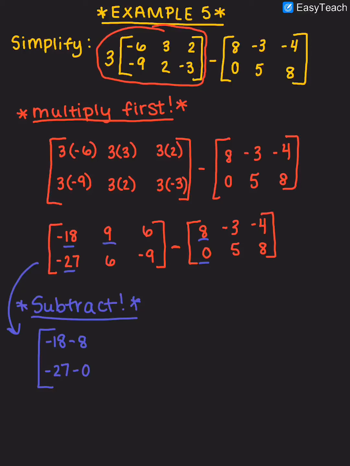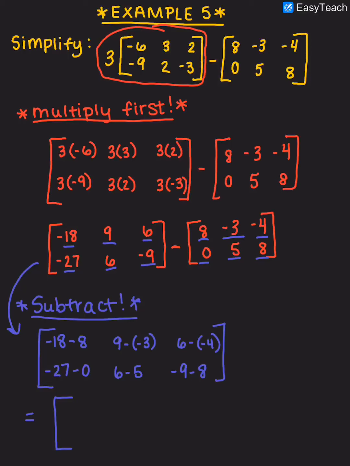So now I'm going to do 9 minus negative 3, 6 minus 5, and the minus is coming from that sign in the middle of these matrices. Then I'm going to do 6 minus negative 4. Then I'm going to do negative 9 minus 8. And we're just going to finish simplifying that.